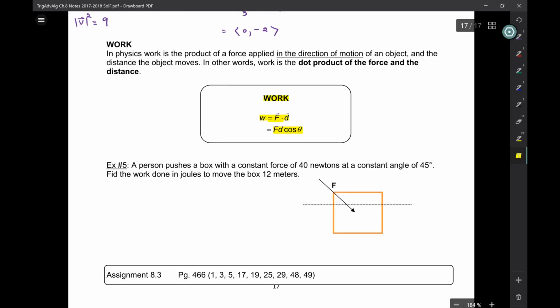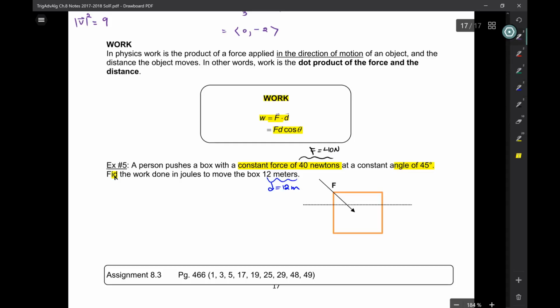So you have somebody pushing a box with a constant force of 40 newtons at a constant angle of 45 degrees, right? And this should say find the work done in joules to move the box 12 meters, all right? So what do we have here? We have a force of 40 newtons. We have an angle of 45 degrees. And then we have a distance of 12 meters.